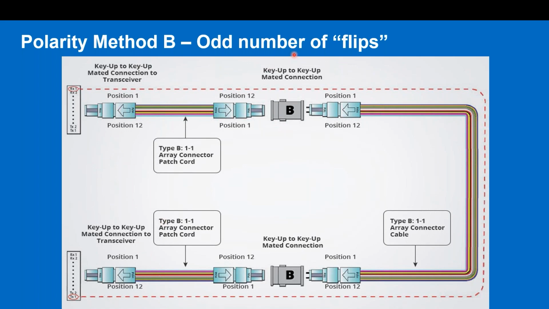So you always have to have, if all of your components are type B, an odd number of flips somewhere in that network, that fiber distribution. Just again, you need to get transmit to receive.